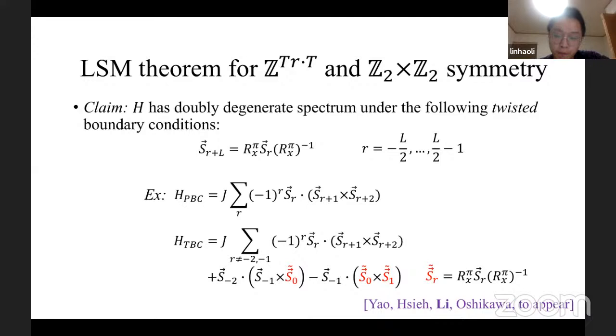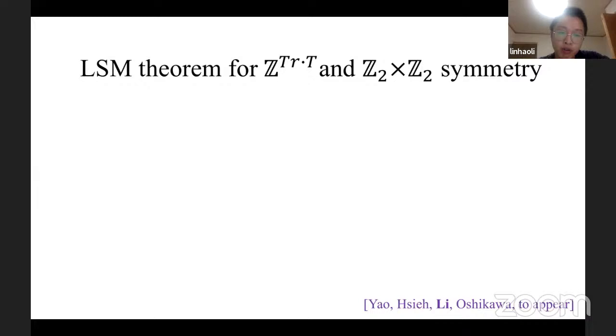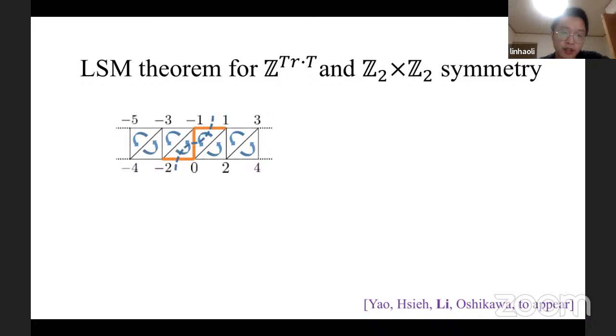To clarify this twisting procedure, let me geometrically construct the symmetry twist boundary condition in this figure. First, we draw a dashed line to separate the side r smaller than minus 1 and r larger than 0. Then we can decorate all the bonds intersecting with this dashed line by orange color. And for these decorated bonds, the twist means that we will act an Rx pi rotation on the spin operators on the one side of this dashed line.